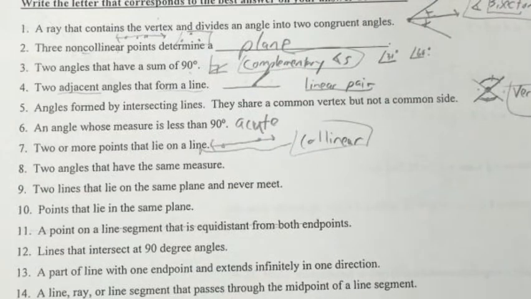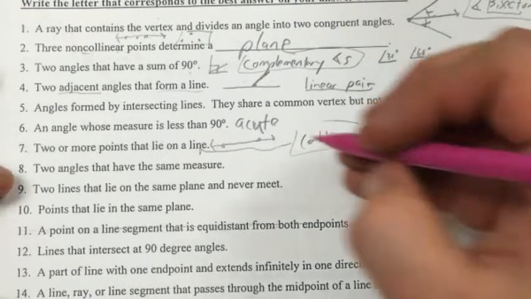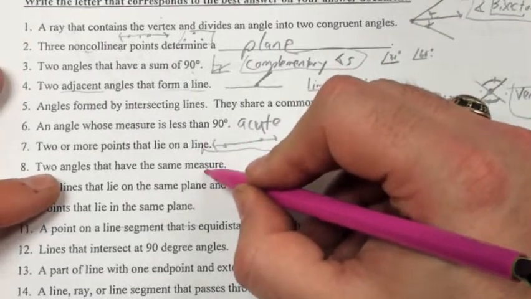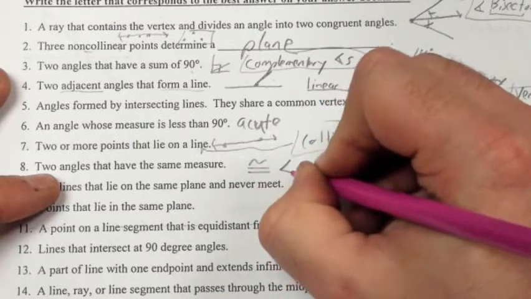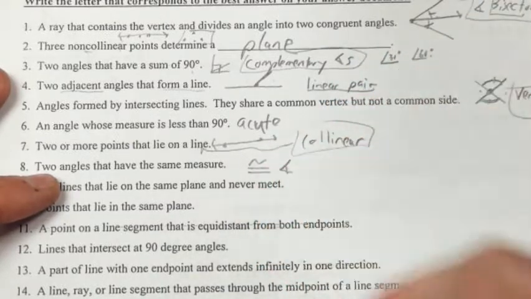Number 8, 2 angles that have the same measure. Well, if they have the same measure, we call that congruent. And since it is an angle, they are congruent angles.